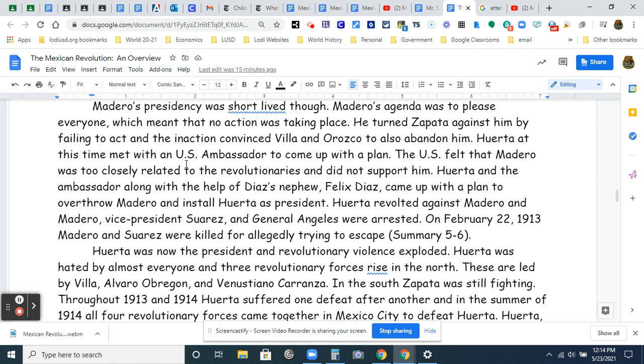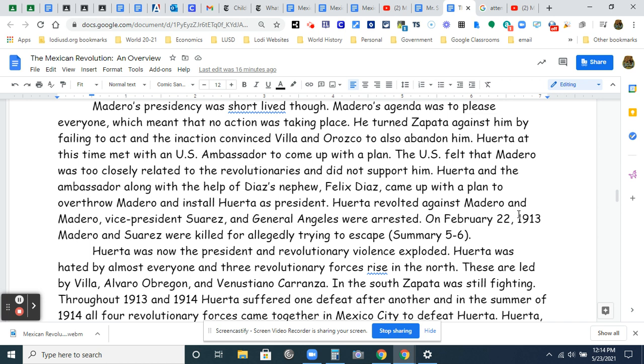Huerta at this time met with a U.S. ambassador to come up with a plan. The U.S. felt that Madero was too closely related to the revolutionaries and did not support him. Huerta and the ambassador, along with the help of Diaz's nephew, Felix Diaz, came up with a plan to overthrow Madero and install Huerta as president.